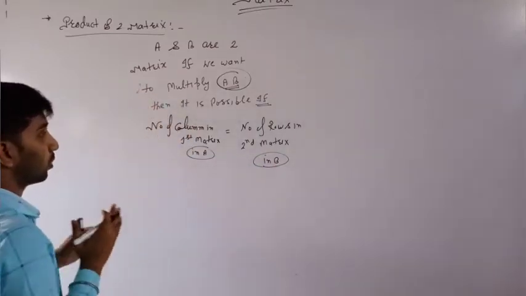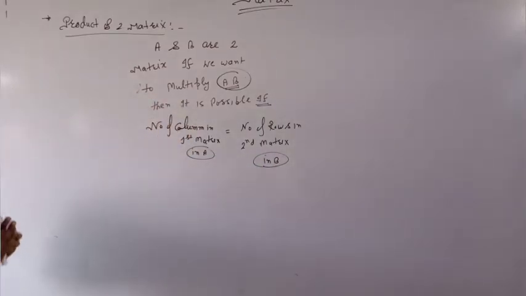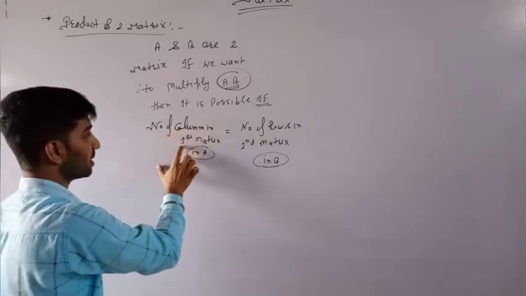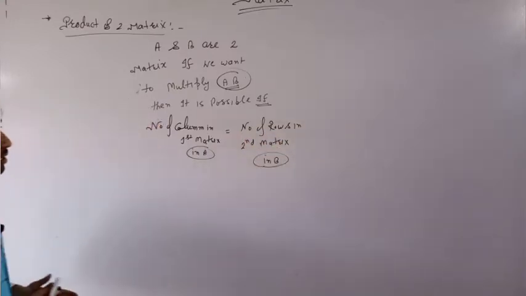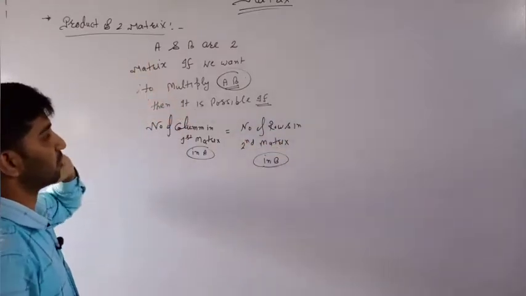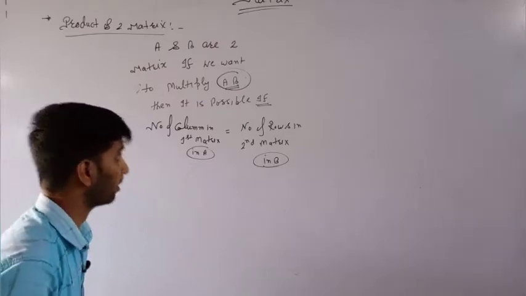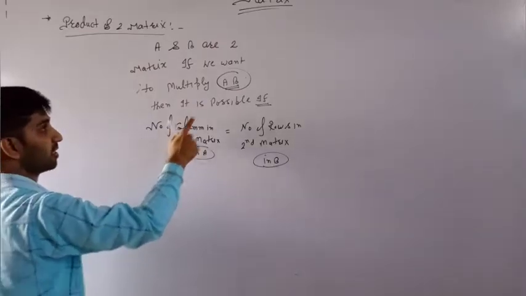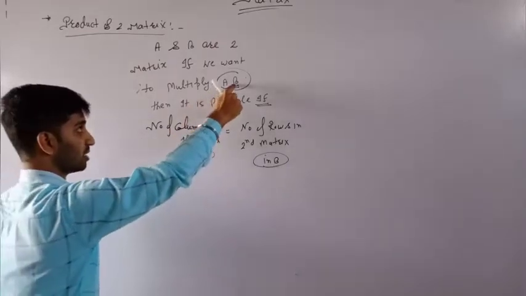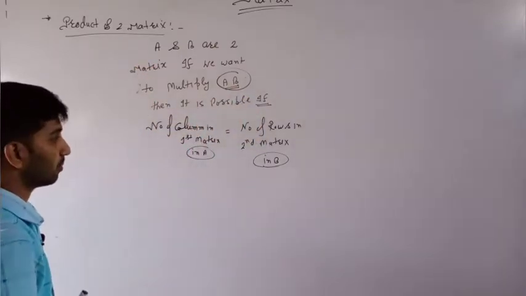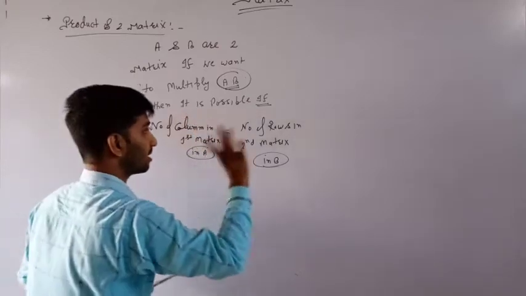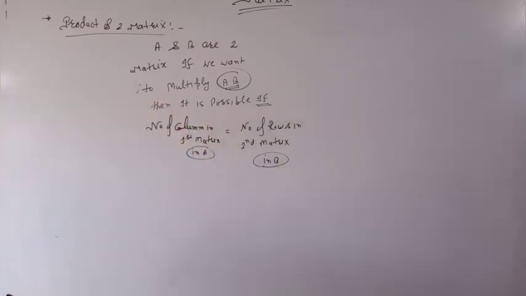If we want to multiply two matrices, it is possible if the number of columns in the first matrix is equal to the number of rows in the second matrix. Then the product of two matrices is possible, otherwise it is not possible. This is the only single condition to find whether the product of two matrices is possible or not.